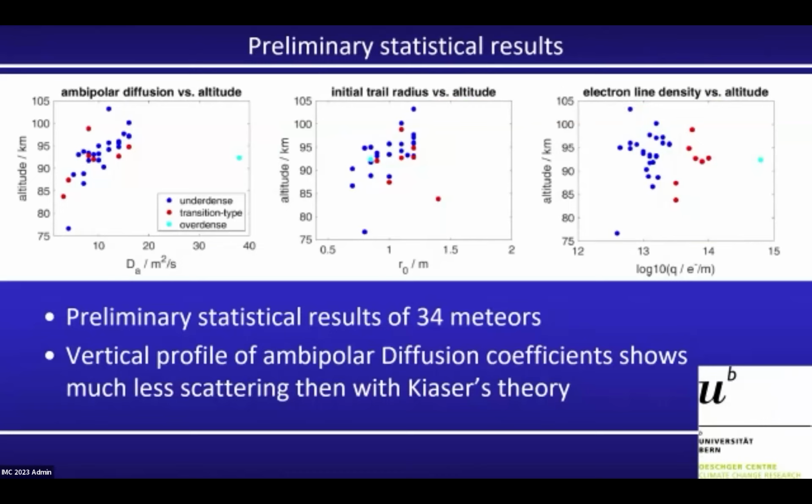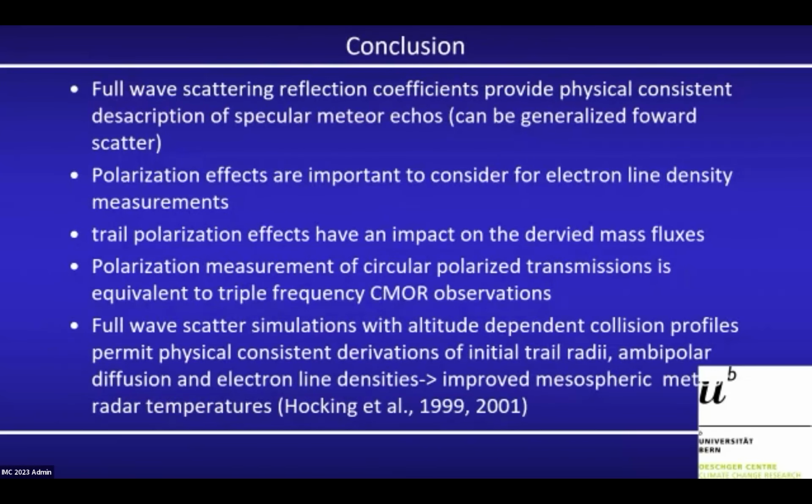And when you now do some initial statistics about many of these echoes, you can actually get nice vertical profiles from the full wave scatter solution. And you have a new type of echo, which is called a transition type of echo. This shows signs of resonance effects in the polarizations, which were not accounted for in Kaiser's theory, but you can still get a good solution for the diffusion profile, initial radii, and also for the line densities. Yeah, I'm done.